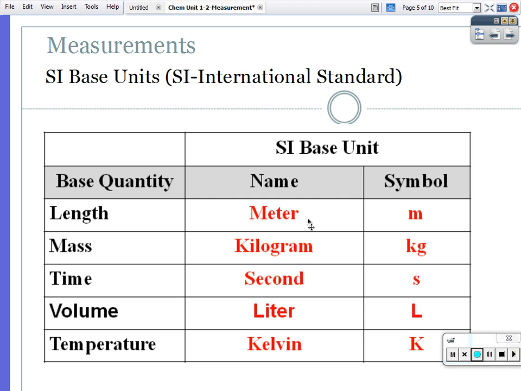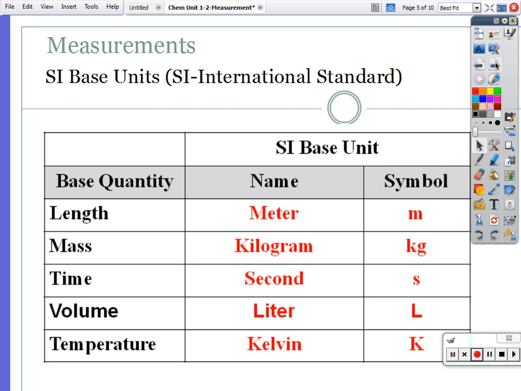Alright, and then here are the names of the base units we'll be using: meter, kilogram, second, liter, Kelvin. So here, for mass, kilogram is the only one, if you notice, that has a prefix. If we look here, kilogram, kilo, alright, it's a prefix, and we'll talk about those in a second. But all the other ones, if you look, are just base units.